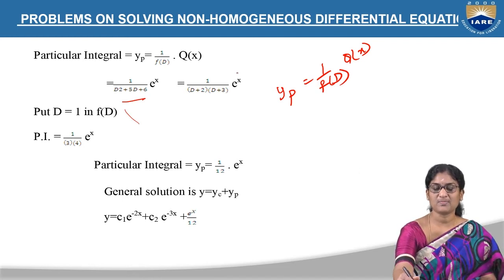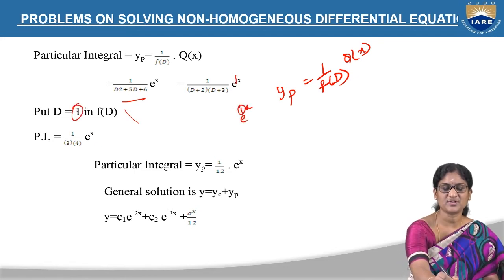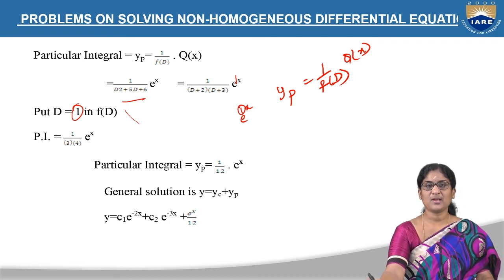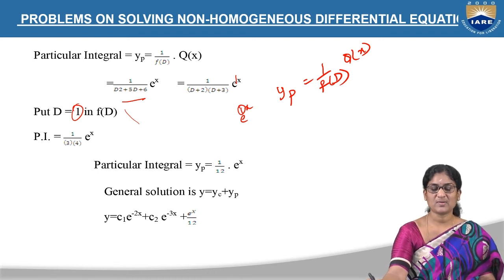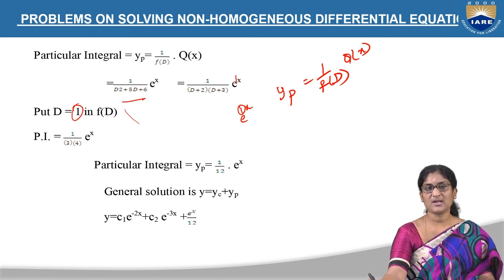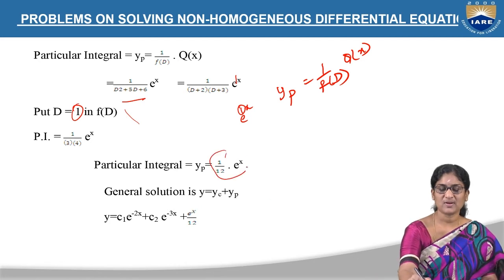Because the coefficient of x in e power x is 1, we have to substitute D is equal to 1. If D is equal to 1, the particular integral is given by 1 by 3 into 4 e power x, that is 1 by 12 e power x. If upon substituting D is equal to 1 you are getting 0, then the numerator has to be multiplied with x, and in the denominator we have to take the derivative. The process can be continued till you get a non-zero number. But here in the question we got a non-zero number directly, so there is no need to multiply the numerator with x, and here I got 1 by 12 e power x.